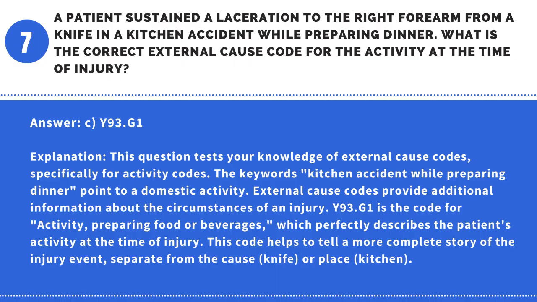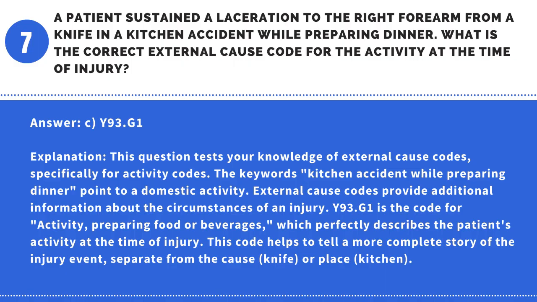This question tests your knowledge of external cause codes, specifically for activity codes. The keywords, a kitchen accident while preparing dinner, point to a domestic activity. External cause codes provide additional information about the circumstances of an injury. Y93.G1 is the code for activity, preparing food or beverages, which perfectly describes the patient's activity at the time of injury. This code helps to tell a more complete story of the injury event, separate from the cause, knife, or place, kitchen.